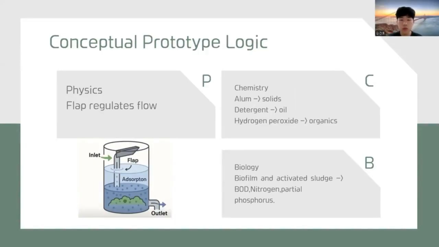The third approach is biological. We created a structure that utilizes a biofilm and activated sludge layer to allow microorganisms to decompose BOD and nitrogen, while also removing some phosphorus and trace contaminants. By connecting these three layers into a single prototype, we created a system that simultaneously removes contaminants and regulates flow.